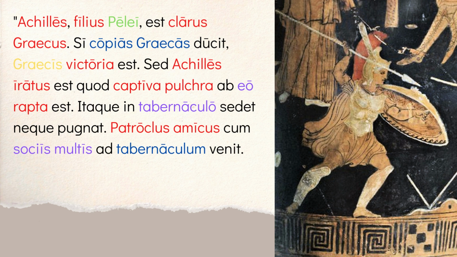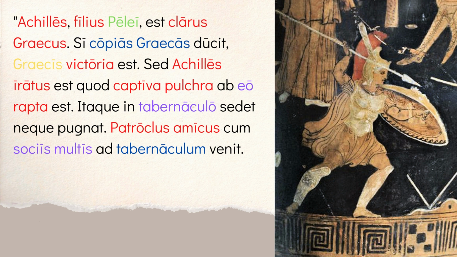Sed Achilles iratus est quod captiva pulchra ab eo rapta est. So if he leads the army, they win. But Orbilius is saying that's not exactly what's happening here, because Achilles is angry, iratus est. He's angry because a captiva pulchra, a beautiful captive, and you'll notice that captiva and pulchra are first declension, which means it's a female captive. If I remember right, this is talking about Briseis, the famous priestess that he captured for his own. Achilles has a captive, and this captive, rapta est, was taken from him, ab eo. It was taken away from him. So that's why he gets so mad. He has this beautiful captive and she's taken away.